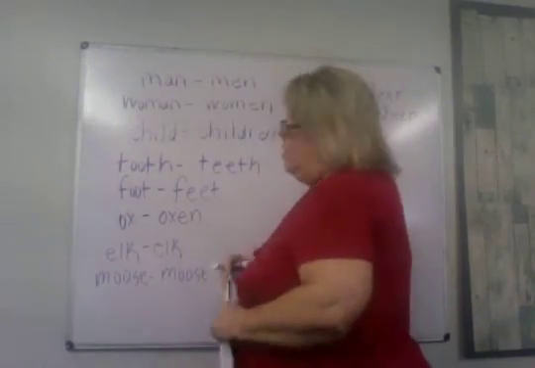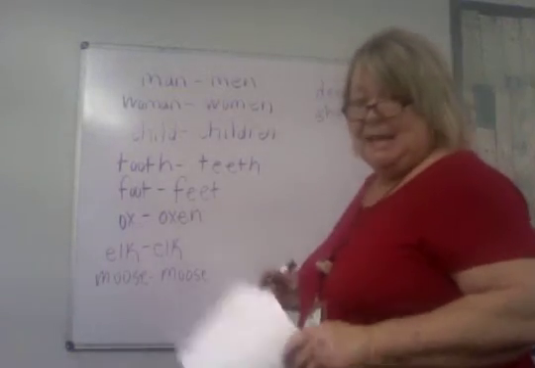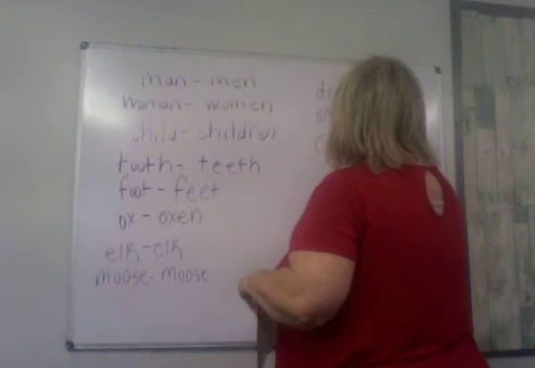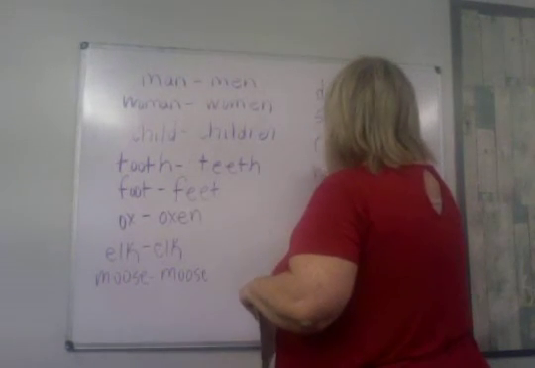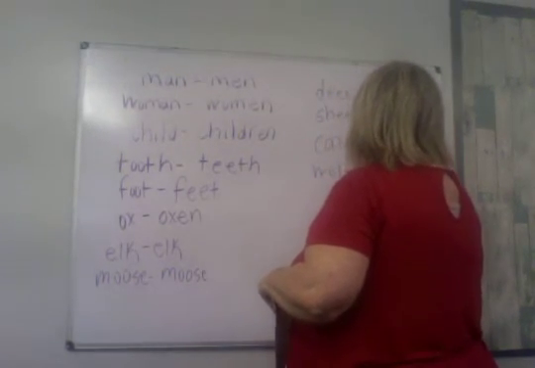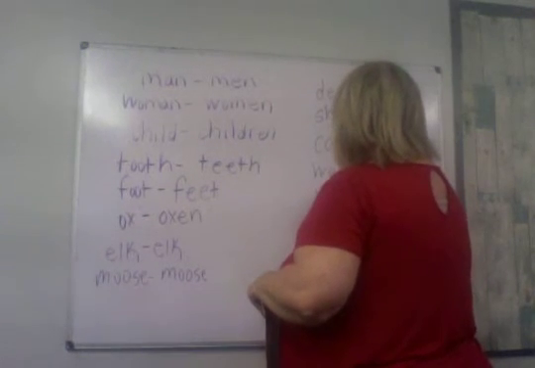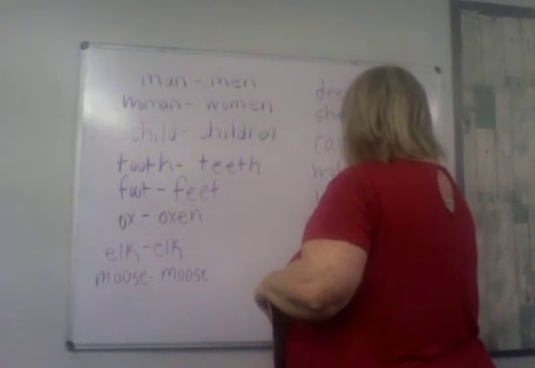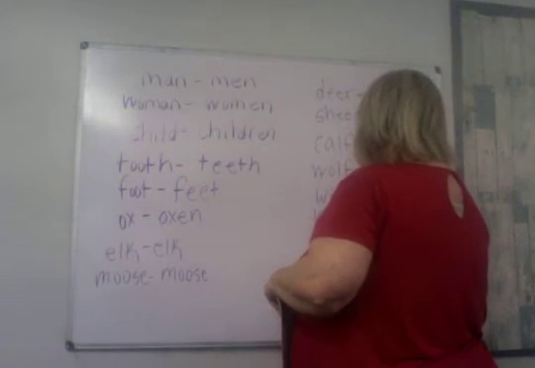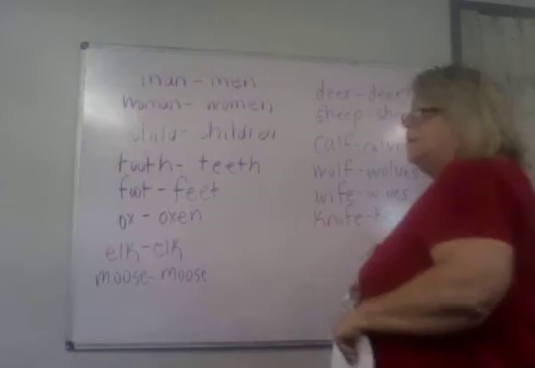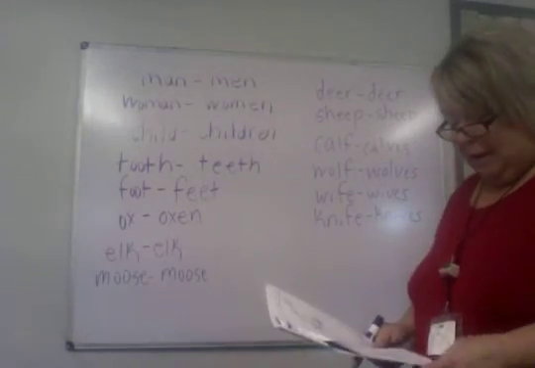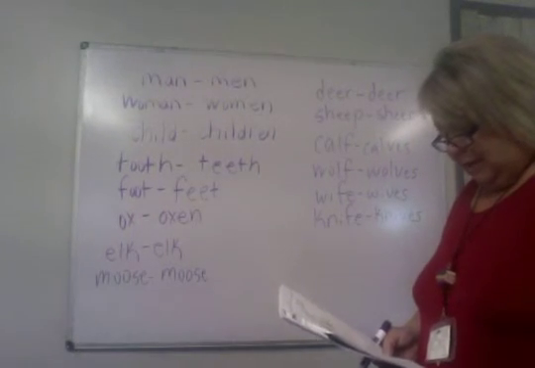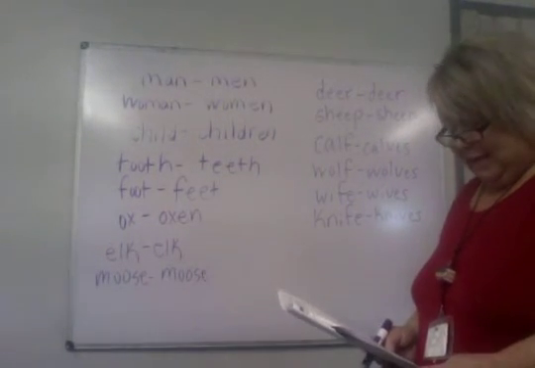Then we have the rule where we change F to V and add ES. We have the word like calf becomes calves, or wolf becomes wolves, or wife become wives, or knife become knives. Those are all some of our special plurals that we've learned about this year. If a word ends in an F, you change the F to a V and add ES.